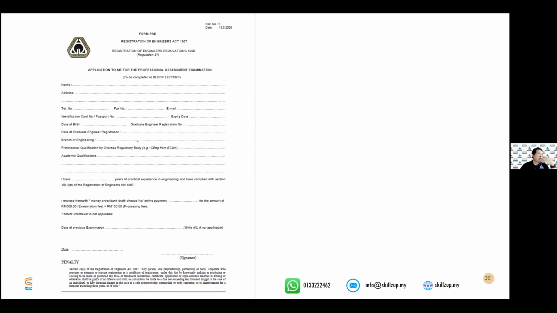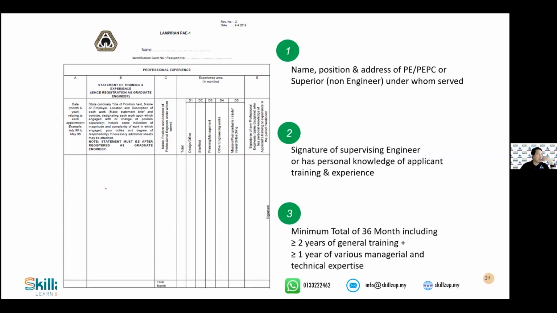I think the first part is clear. You can fill up this one, it is straightforward. But for this one you need to be a little creative to explain your experience. And it is clearly stated here, the statement must be after registered as a graduate engineer.